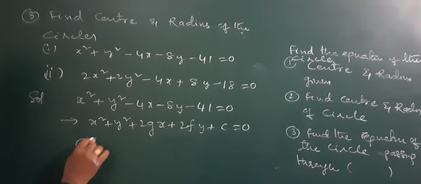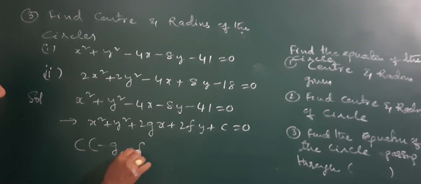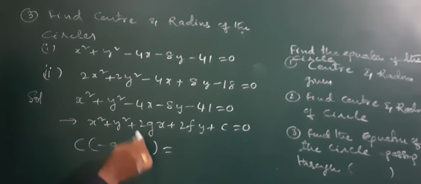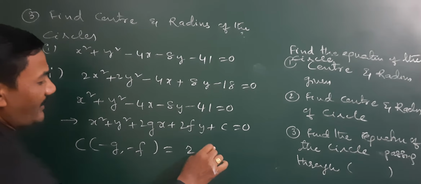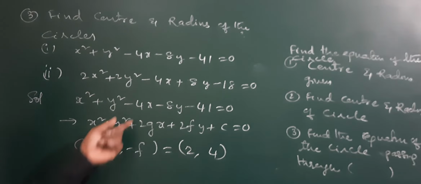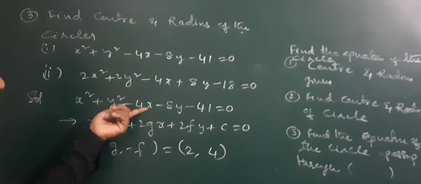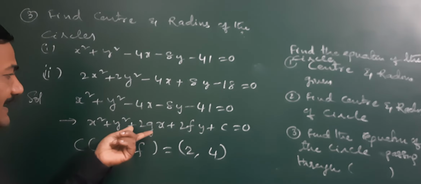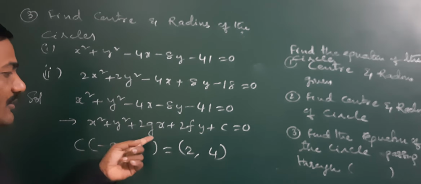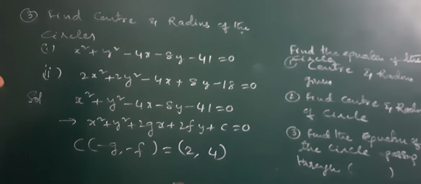So therefore the center is minus g comma minus f. That is minus g and minus f means 2 comma 4. Because here minus 4 is equal to minus 2g, that means g is equal to 2 and similarly f is equal to 4.